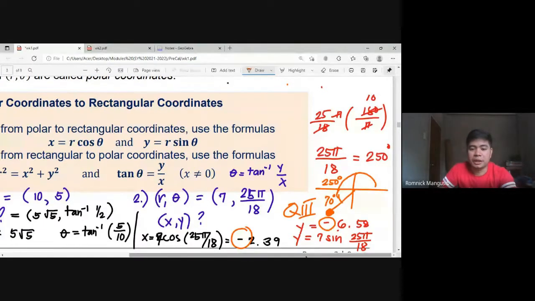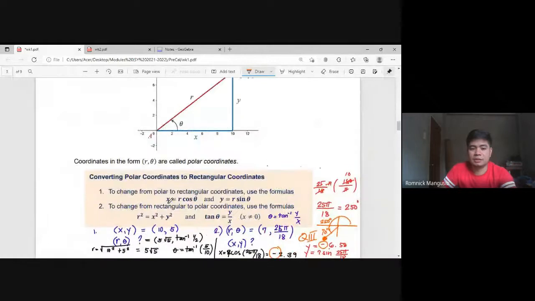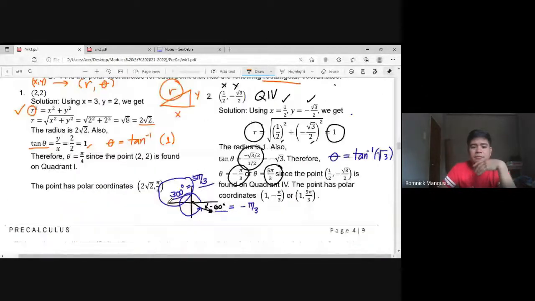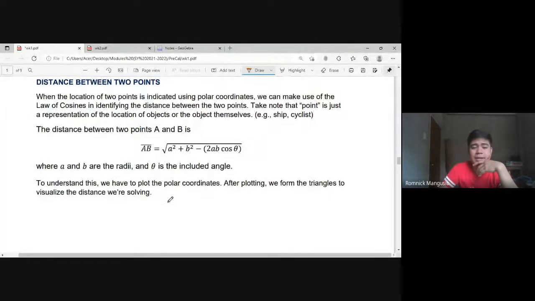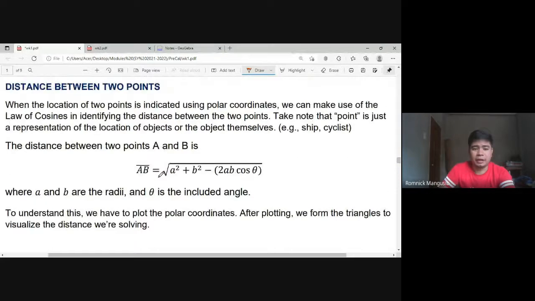Okay? So we will now proceed to our next lesson. In our next lesson, we're just focusing on the distance between 2 points. How far apart are two points, when what is given is the angle? The distance formula here, class, comes from the law of cosines.